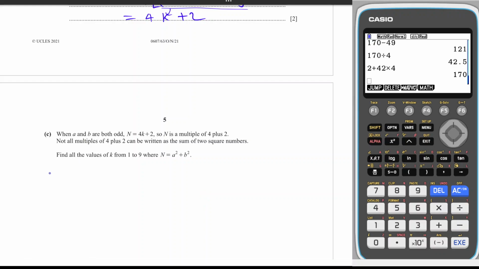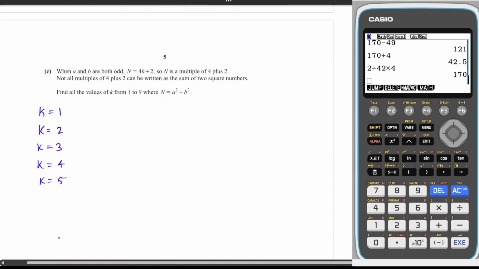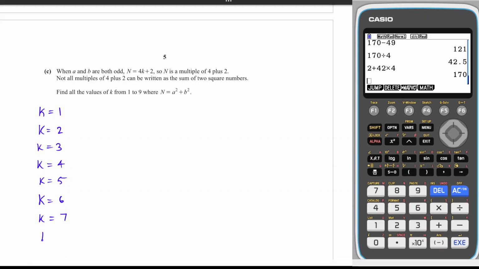So let's write it down. We can just use a table function of the calculator. So let's say k is equal to 1. I'll just write it first. K is equal to 2, 3, 4, 5, 6, 7, 8, 9. I'll find out my corresponding value of n. N is equal to 4k plus 2. So I have to try values of k from 1 to 9 and the corresponding value of n that I get over here.